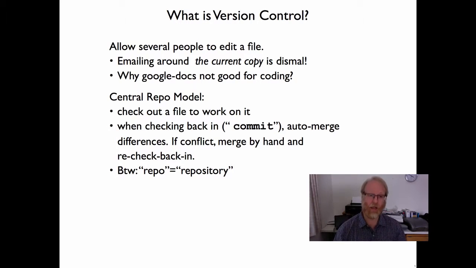So, okay. Again, central repository, people check out files and then commit them back. When you commit back, if two people have made changes on it, you'll try to merge those changes. So why do we like version control systems?